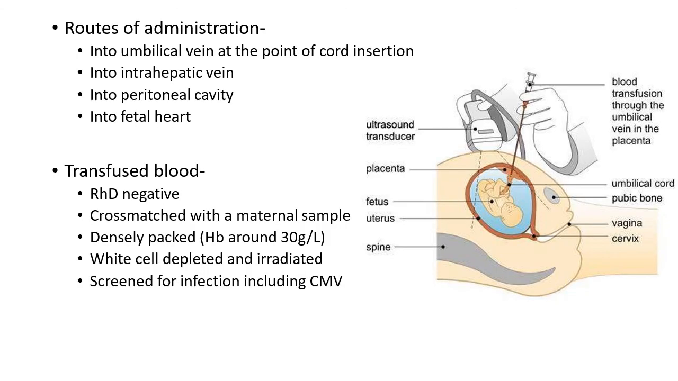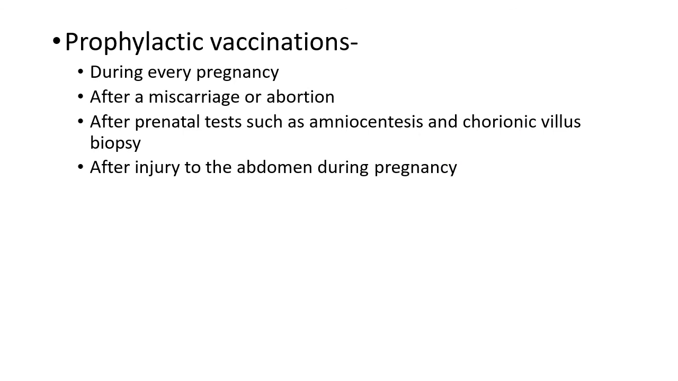So how will you do fetal transfusion? We insert a needle in the umbilical vein, and blood is transfused and checked continuously via ultrasound transducer. The transfused blood should be RH negative, cross-matched with the mother's sample, and densely packed RBC are given. White cells and platelets are removed. Or prophylactic vaccination is given during every pregnancy, after a miscarriage or abortion, or after prenatal tests such as amniocentesis and chorionic villus biopsy.